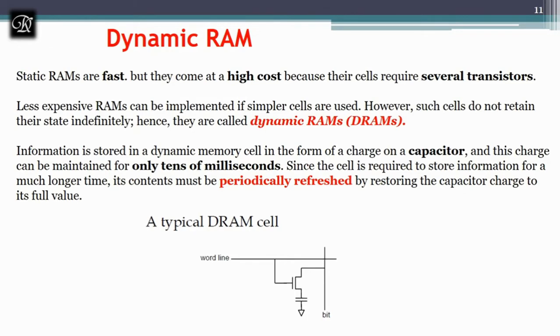What we have to do is refresh periodically so that the data resides in the dynamic RAM. The information is stored in the dynamic memory cell in the form of a charge on a capacitor, and this charge can be maintained only for 10 milliseconds. Since the cell is required to store the information for a much longer time, its contents must be periodically refreshed by restoring the capacitor charge to its full value.